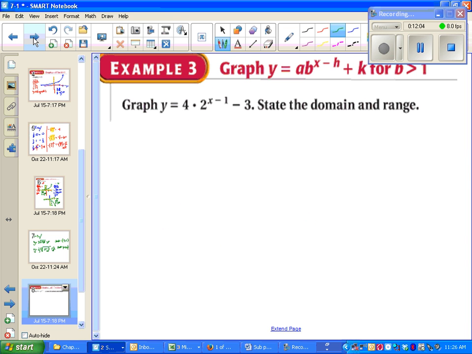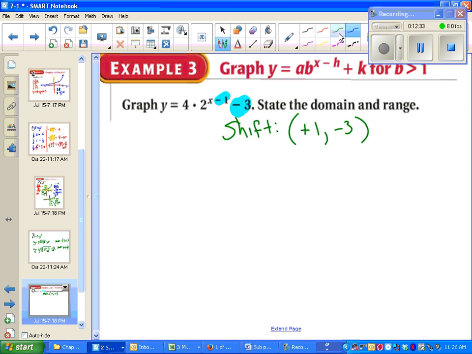So this is very similar to the exponential graphs. First, we can identify the shift. Go ahead and pause the video and try to come up with what you think the shift will be. Hopefully you thought plus 1, minus 3. That comes from changing the sign, leaving it alone.